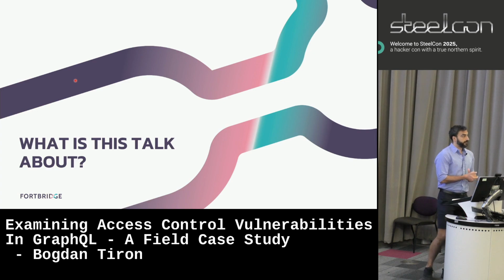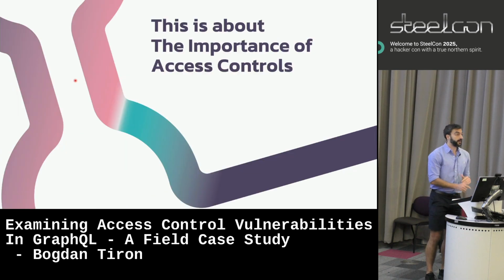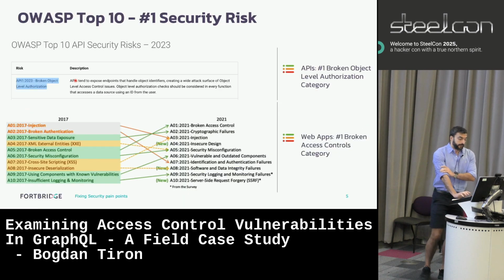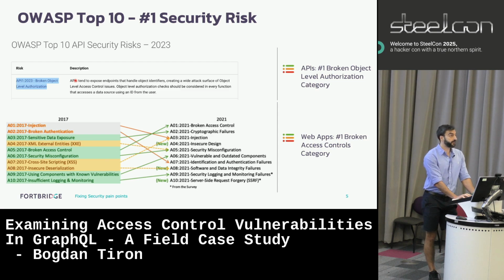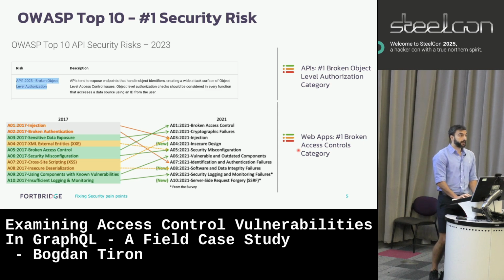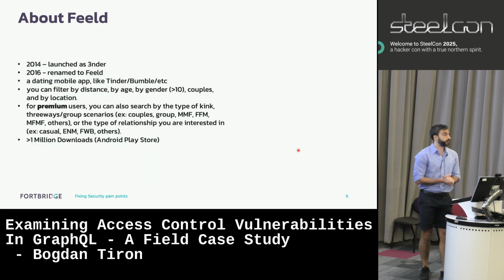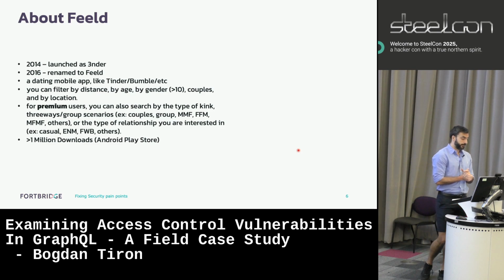So what is this talk about? It is about the importance of access controls. According to OWASP Top 10, access controls in OWASP Top 10 API security are number 1, known as the broken object level authorization category, so BOLA. And for OWASP Top 10 web apps security in 2021, they are also in first place, known as the broken access controls category. So they are probably the most important according to OWASP Top 10 API and web apps.